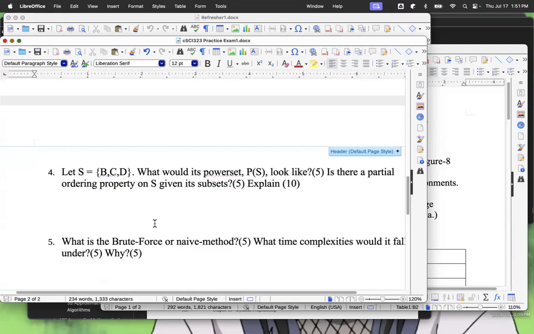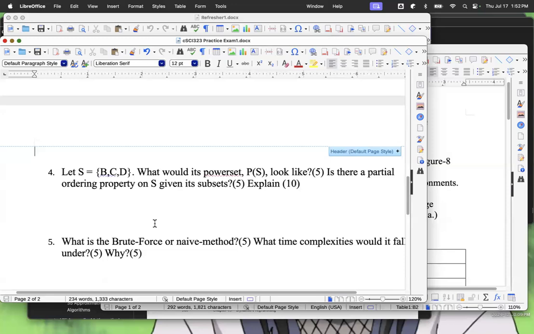So that's why I used a very small set and asked you what the power set will look like, right? Ultimately, you're going to have 2 to the n elements in that power set. Since S has a size of 3, with B, C, and D, those 3 elements, you would actually have 8 different elements in your power set.